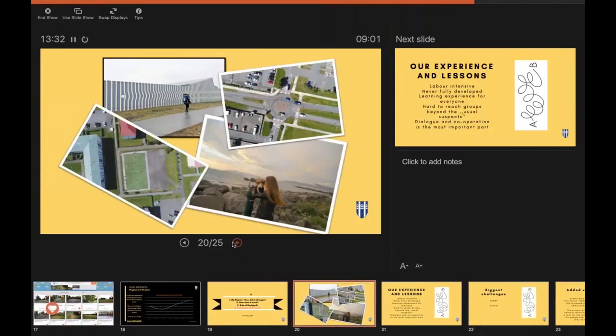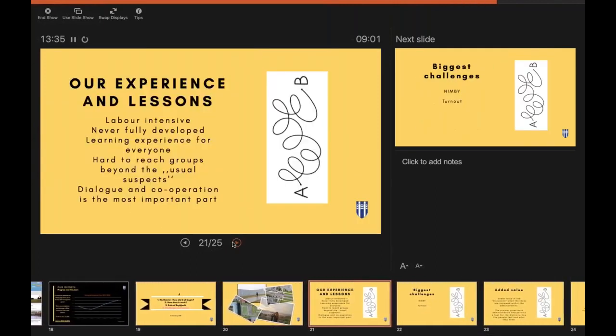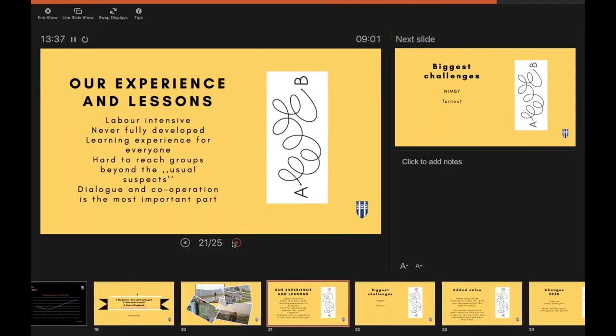Challenges and lessons. The project is really labor intensive. It is never fully developed. We learn as we go along, and we keep on improving the project. It's a learning experience for everyone, for the administration, for the politics, for the people, and then we have the same problem in our project as we have in turnout in elections.